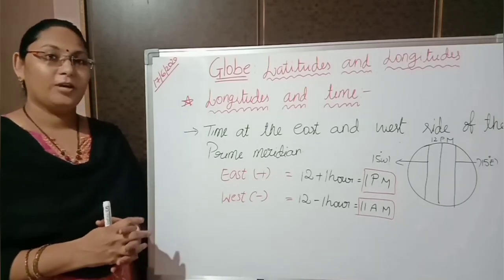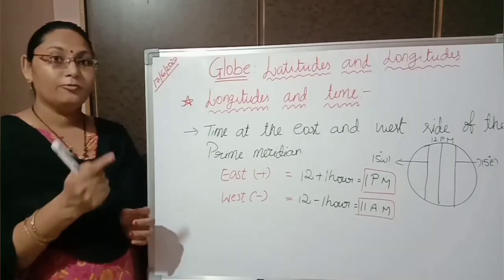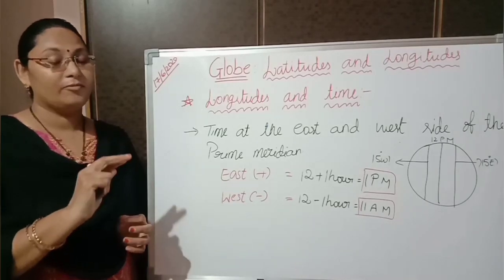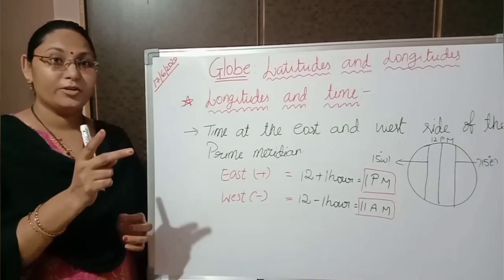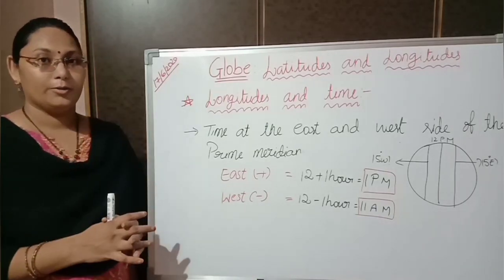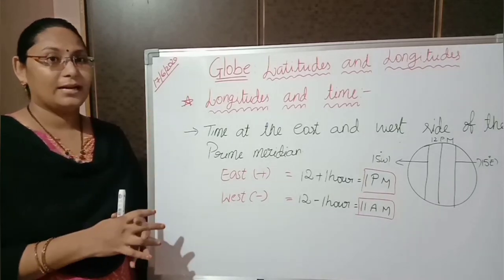Like this we have to calculate the time from the prime meridian. If we know the longitude of any particular country, then we can calculate and tell the difference between the time of the prime meridian and that particular longitude. We just need to know how many degrees of longitude it is.